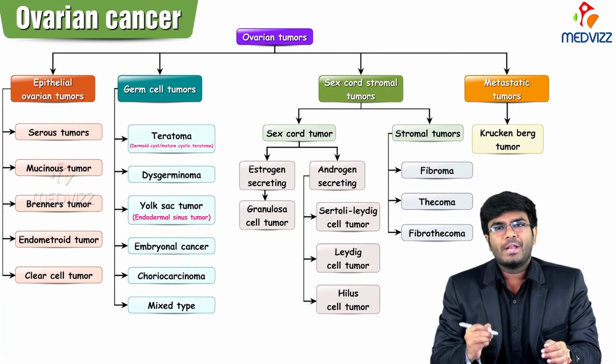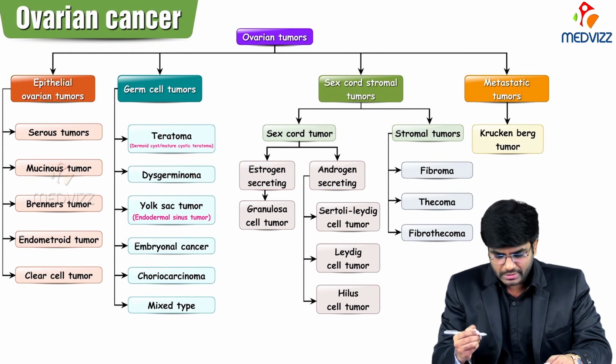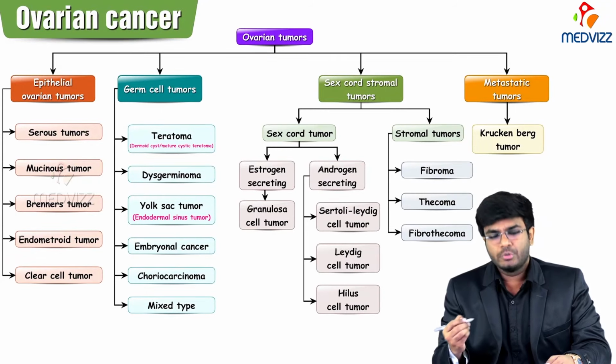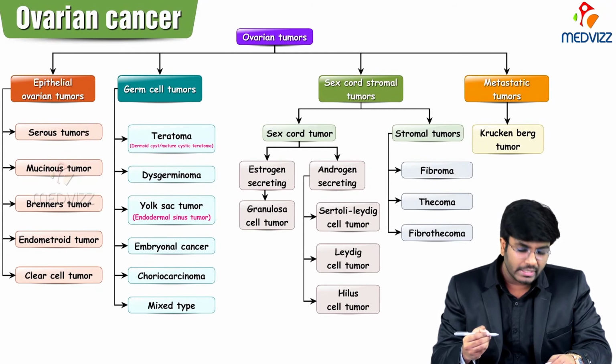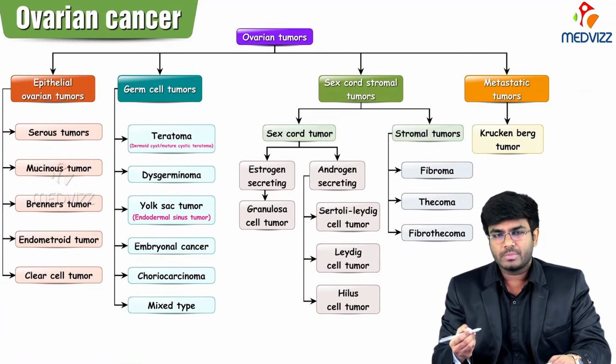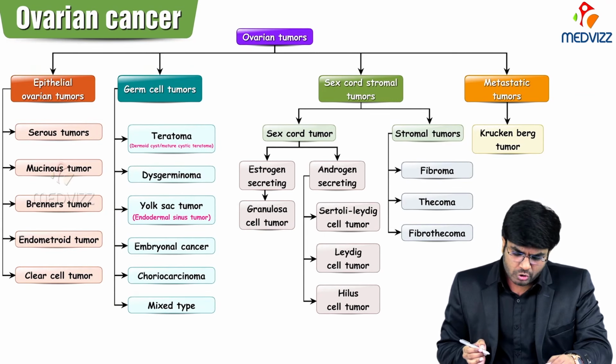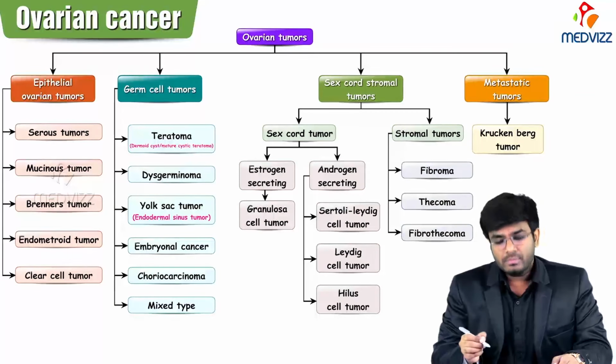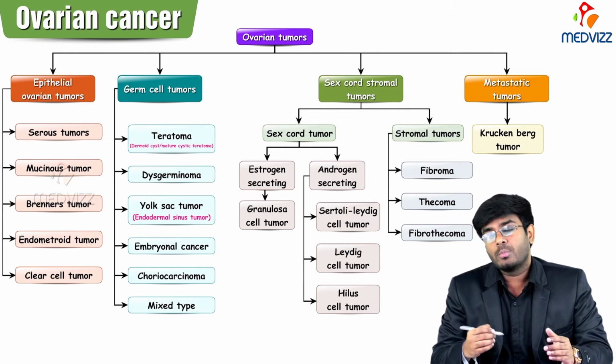Welcome back, students. Now, in this video, let's continue with the sex-cord stromal tumors. We have already completed epithelial ovarian tumors and germ cell tumors. Now, sex-cord stromal tumors are mainly divided into sex-cord tumors and stromal tumors.